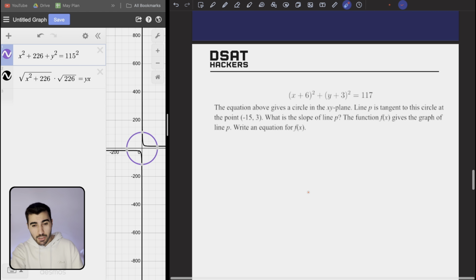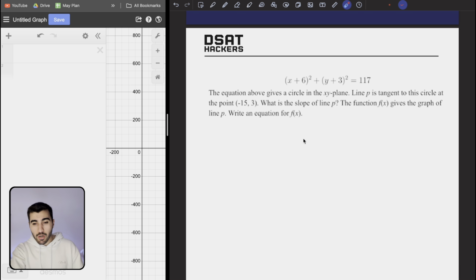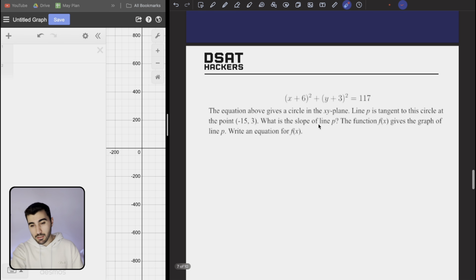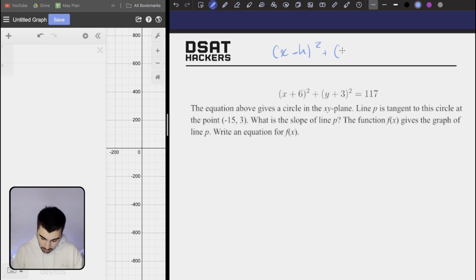Now let's go on to the second type of question, which is the equation of circles, right? You have to memorize the equation of the circle in this form. This is the standard form of the equation of the circle, and these are the center of the circle. This is the radius squared. I will write the form of the equation of the circle here so you can understand it better. It is x minus h squared plus y minus k squared equals r squared.